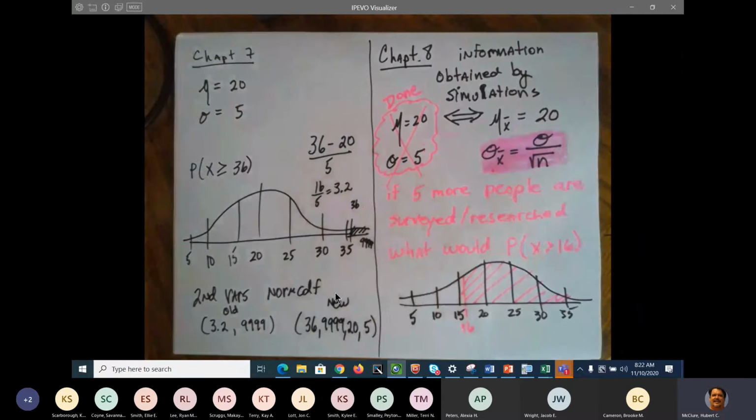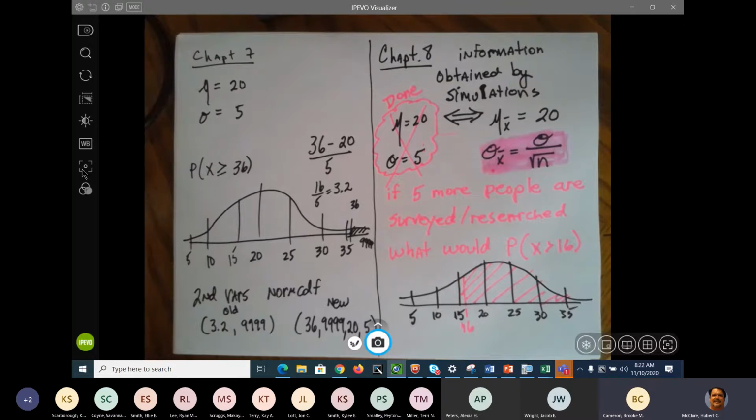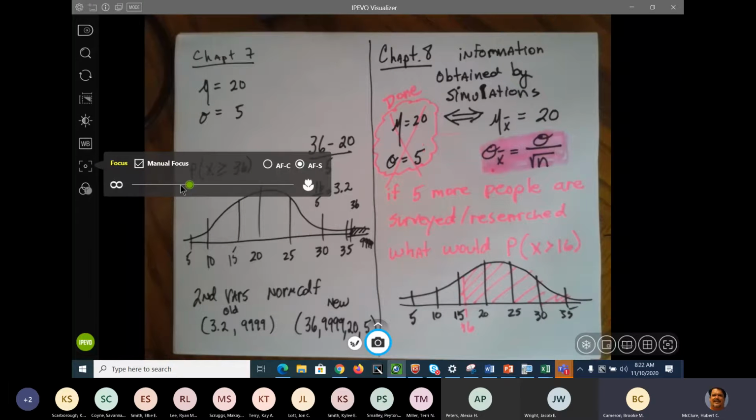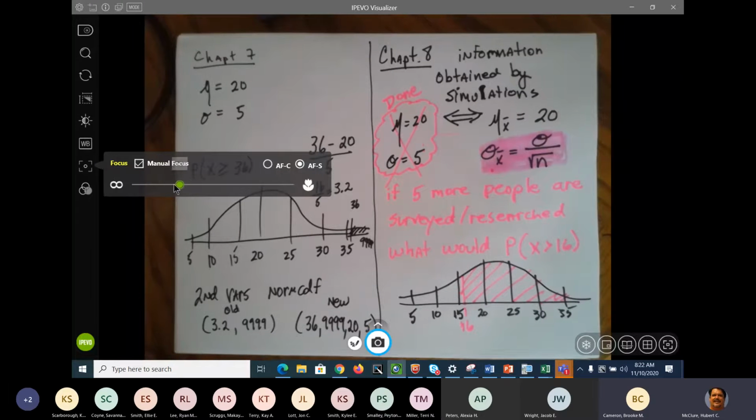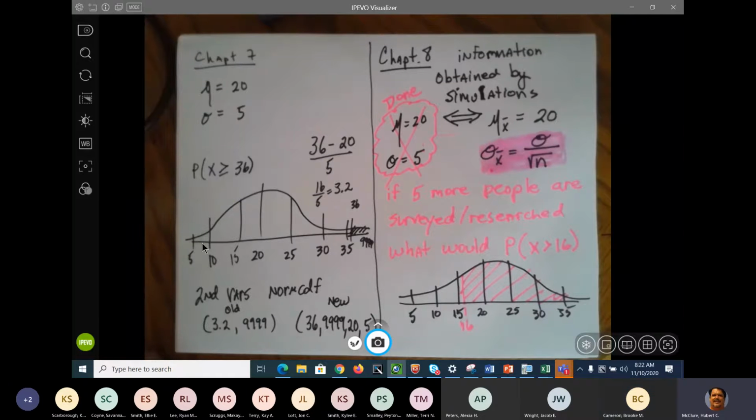And the way that you do that, and that focus still is not right. That looks blurry. Is that blurry to y'all? Or does it look clear to y'all? It's not really that blurry. I can read everything fine. Okay. Well, that's a little bit better.